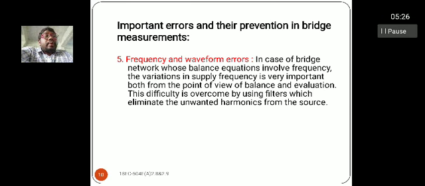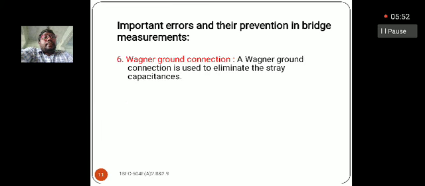Frequency and waveform errors. In a bridge network whose balance equation involves frequency, the variations in supply frequency are very important both from the point of view of balancing and evaluation. This is difficult to overcome, but can be addressed by using filters which eliminate the unwanted harmonics from the source.